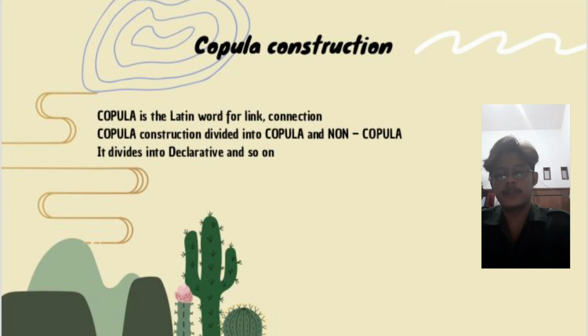And now I would like to explain copula construction. Copula is the Latin word for link or connection. And copula constructions are divided into copula and non-copula. Then each of these divides into declarative, interrogative, and so on.